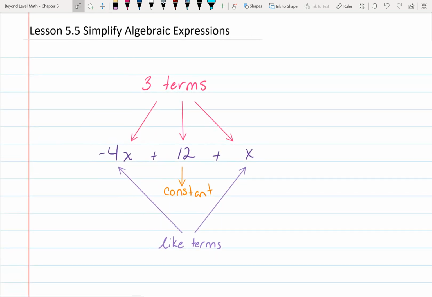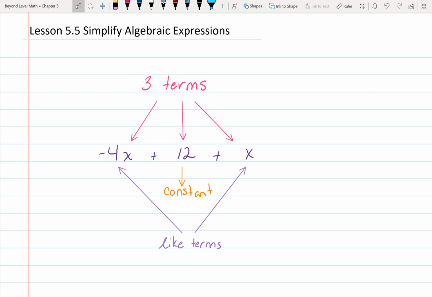Alrighty, 5.5, simplify algebraic expressions. So we've already talked about these vocab words, right? We did in 5.1 and then we discussed them again yesterday. But we've got terms, constants, and then we've got like terms. So a constant, what's in orange there, is the number that is not attached to the variable.